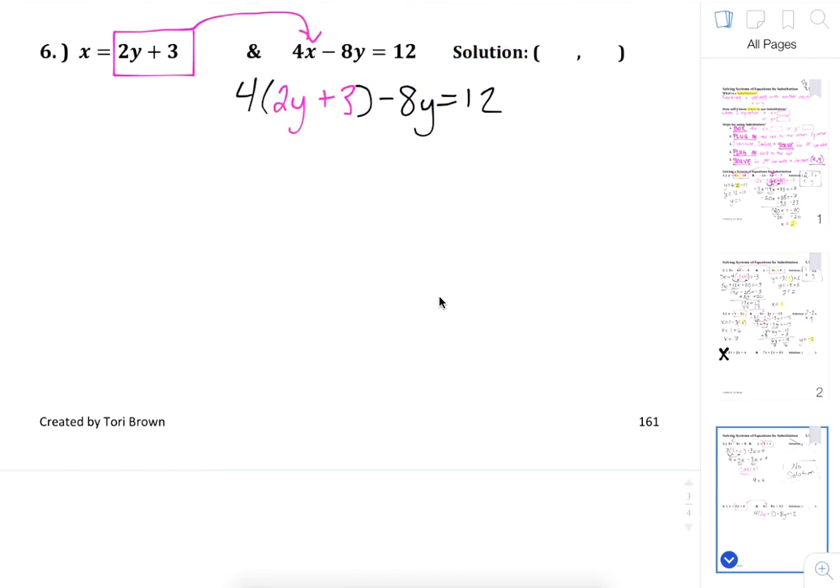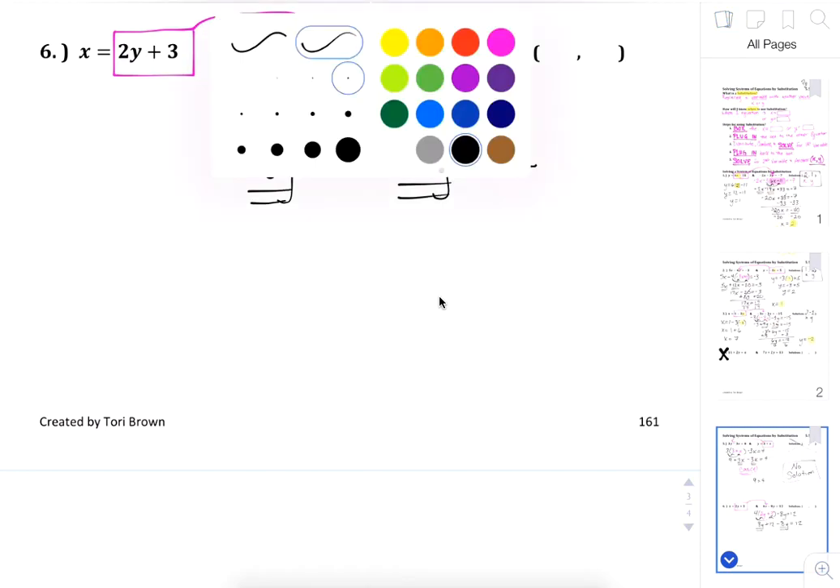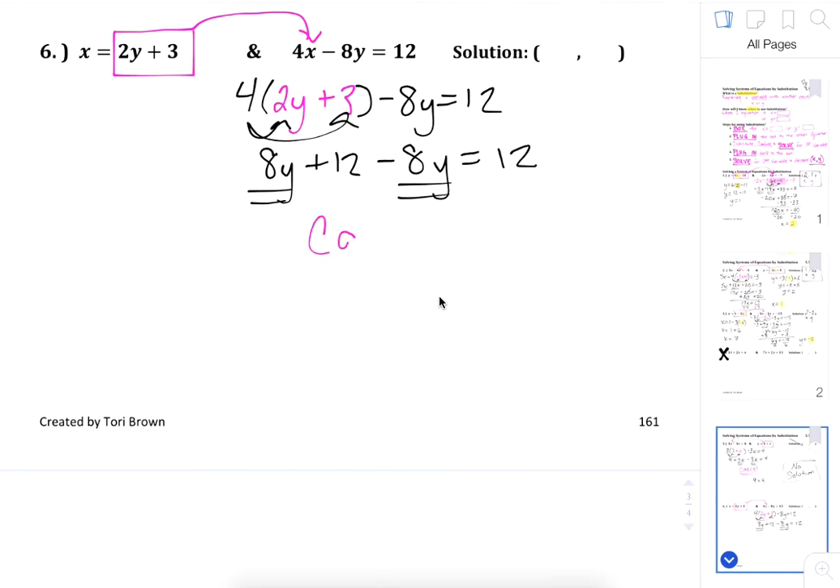First thing is we distribute. 4 times 2y is 8y. 4 times 3 is 12. I'm going to bring down the rest of my problem. Make sure you're showing all your work to get all your points. Okay? I need to combine my like terms, except when I do 8y minus y, they cancel. So what do I have left? Well, it looks like I have a 12 equals a 12.